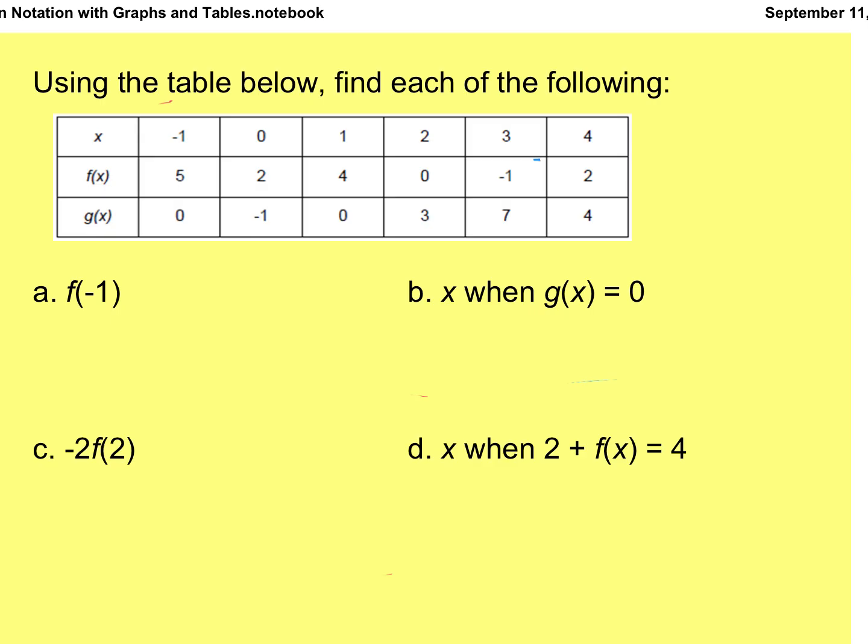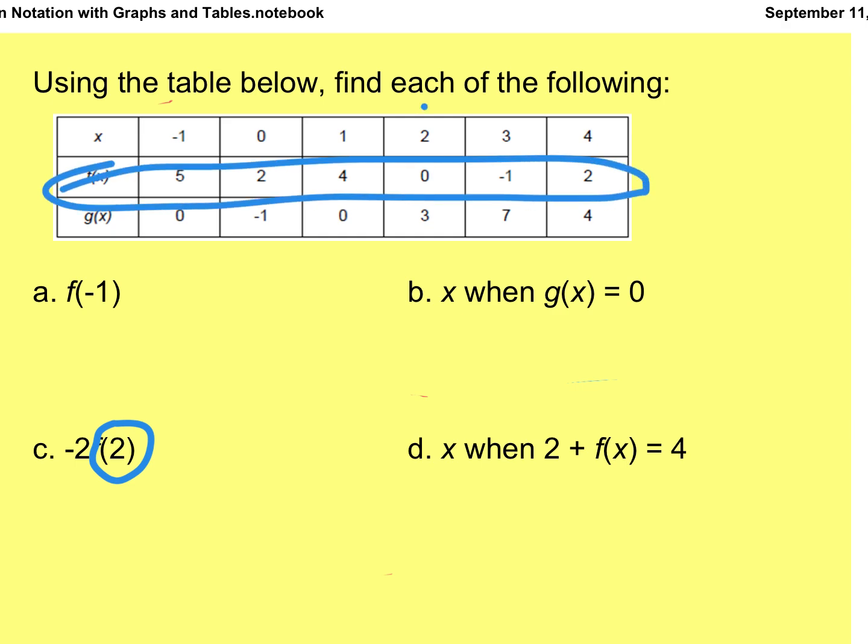Like my answer wasn't 0, let me show you. F of 2 was the first thing you do. F of 2 was 0. But then what about this? -2 times what this was, that was just 0. Negative 2 times 0? 0.